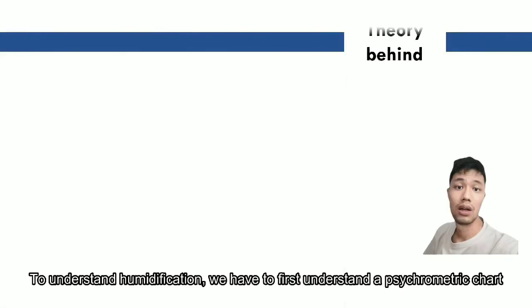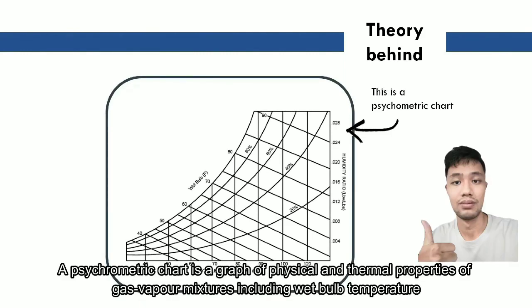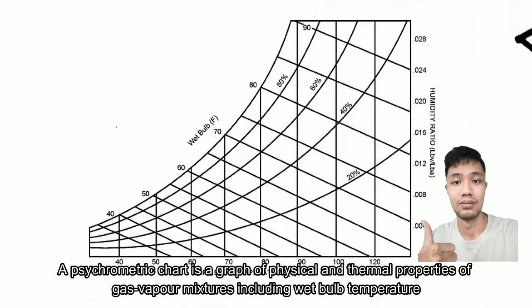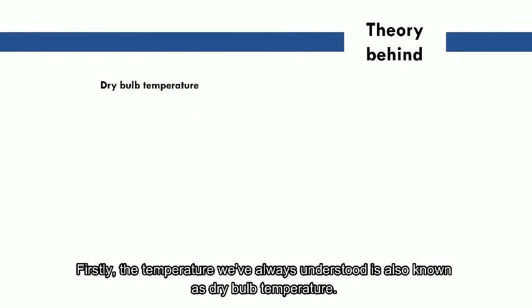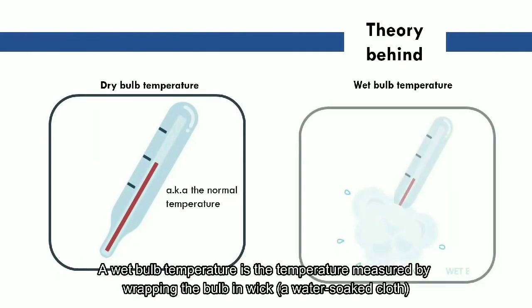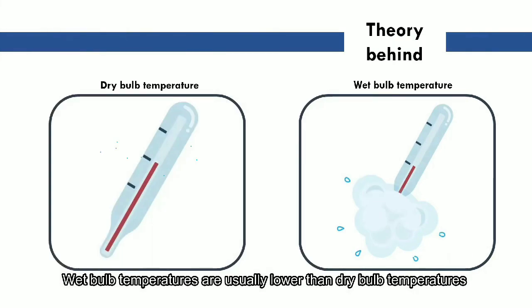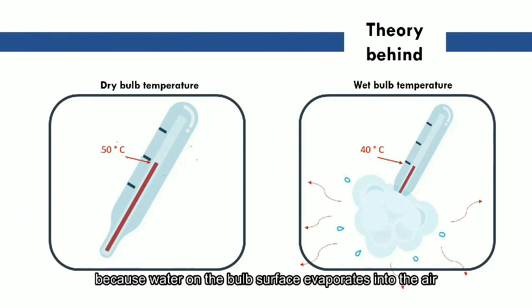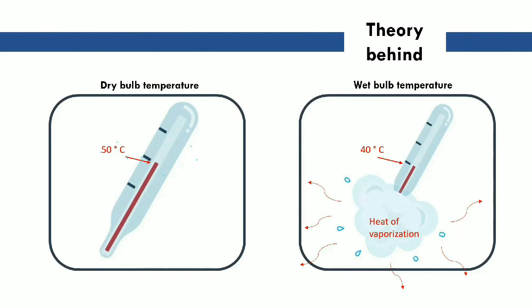To understand humidification, we have to first understand a psychrometric chart. A psychrometric chart is a graph of physical and thermal properties of gas-vapor mixtures, including wet bulb temperature. Firstly, the temperature we always understood is also known as the dry bulb temperature. A wet bulb temperature is the temperature measured by wrapping the bulb in a wick. Wet bulb temperatures are usually lower than dry bulb temperatures because the water on the bulb surface evaporates into the air. It requires energy to do that. That energy is known as the heat of vaporization.